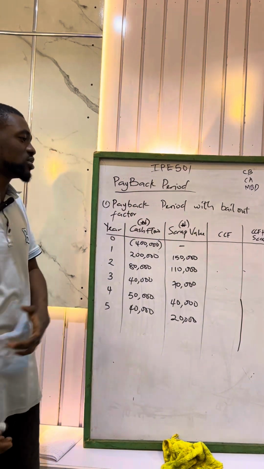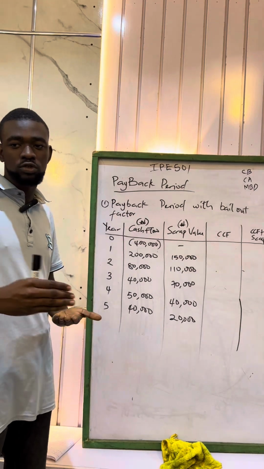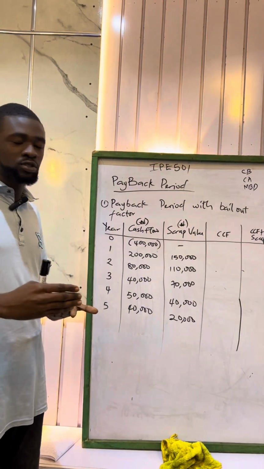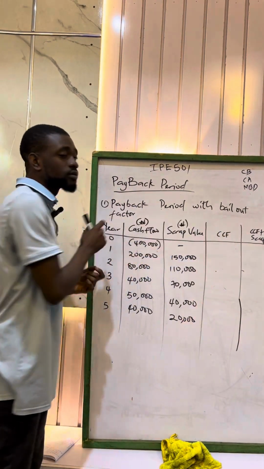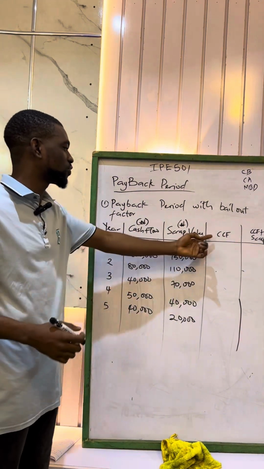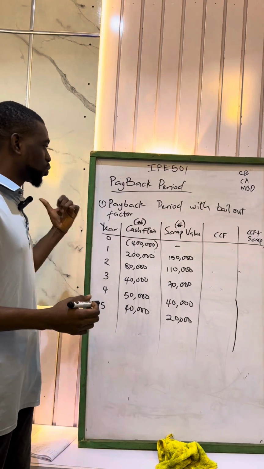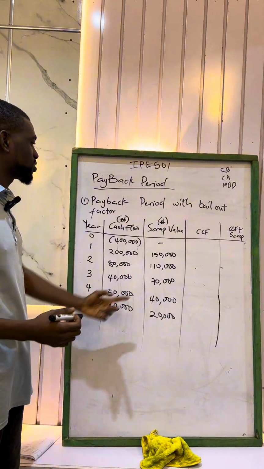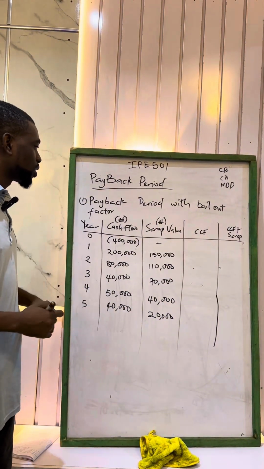So we are considering that here. What if I don't want to continue with the project? What if I want to sell this project out? That's the bailout factor that we are having in this. The same way we calculated our cumulative cash flow the other time when we did with unequal cash flow, that's the same way we are calculating our cumulative cash flow here.